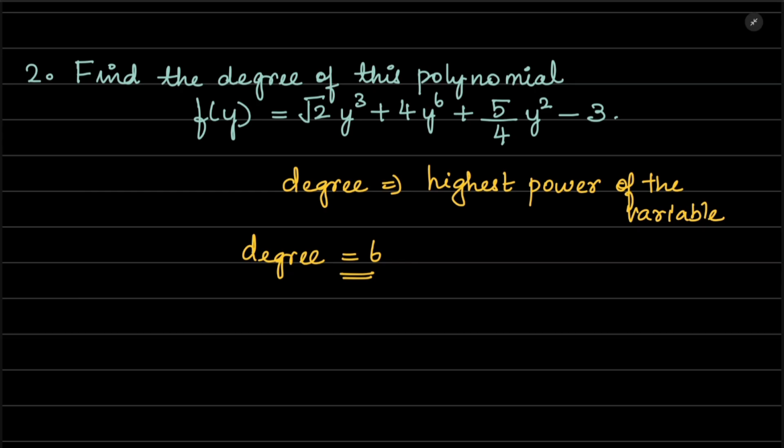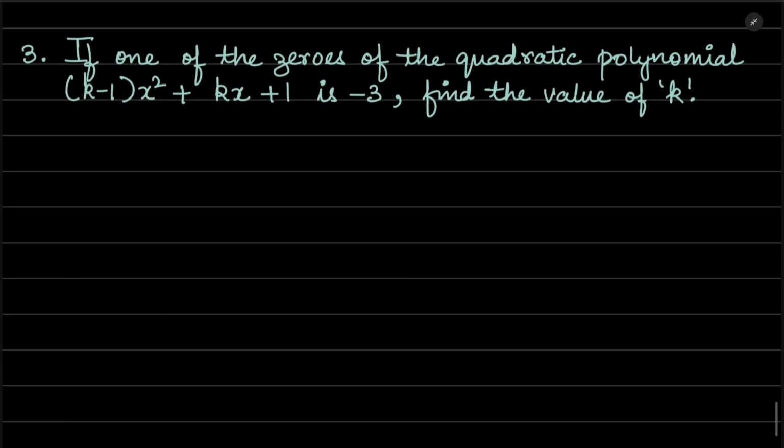Now let's move on to the next question. I hope you are pausing the video and doing it with me. Let me give you a few seconds to read the question. What is the question given? If one of the zeros of the quadratic polynomial (k minus 1) x square plus kx plus 1 is minus 3, very similar to the first question that we solved, find the value of k. I'll give you 5 or 10 seconds to solve. Think and do it. Pause the video and then I will solve it with you.